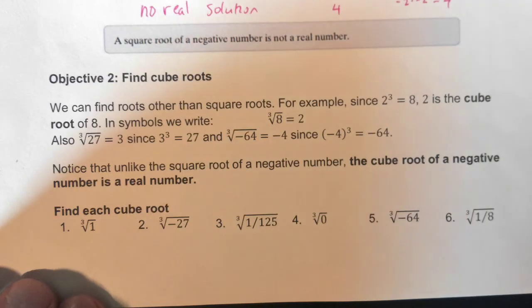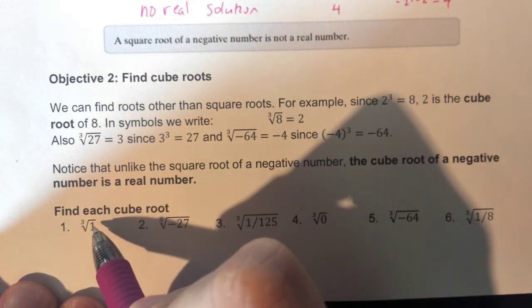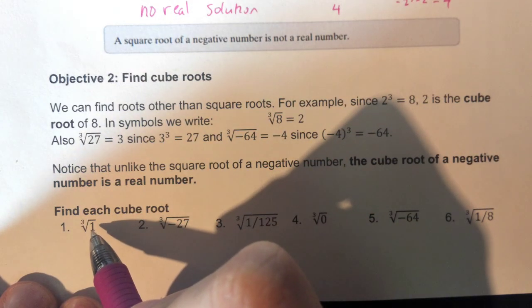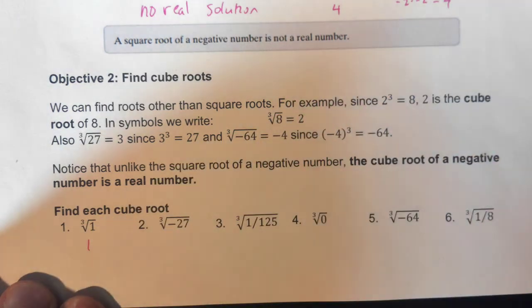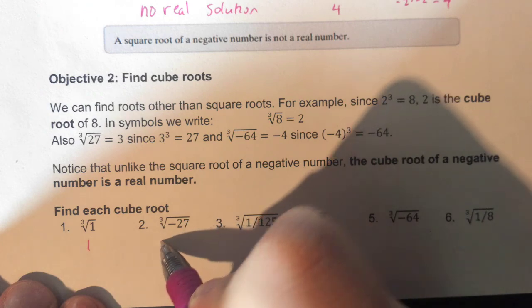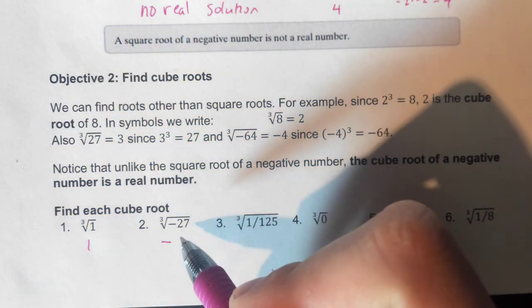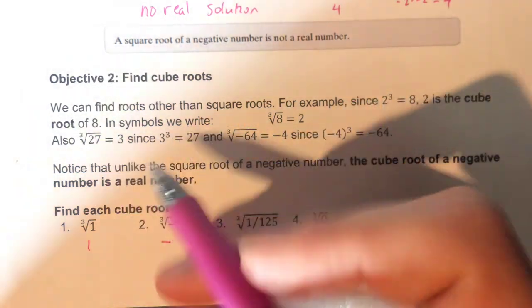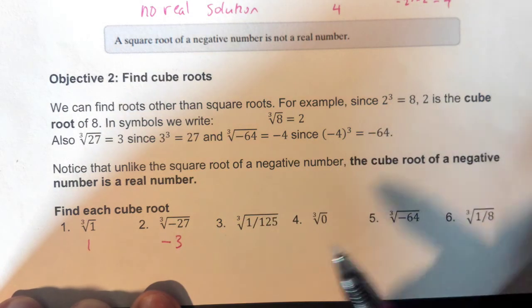So let's look at some of these examples. The cube root of 1, that's asking you what number times itself 3 times is 1. Well, obviously 1 times 1 times 1 is 1. The cube root of negative 27, we know it's going to be negative. What number times itself 3 times is 27? We already kind of had it up here. 3 times 3 is 9, times 3 is 27.